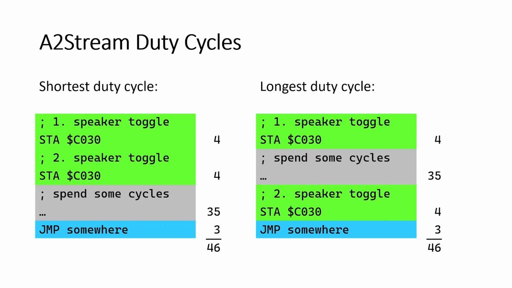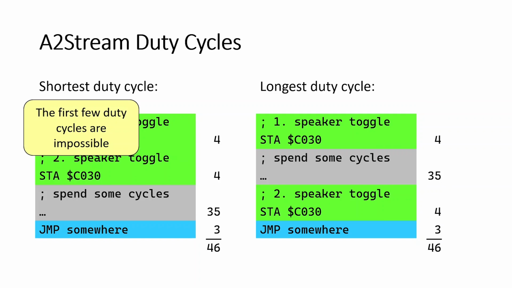Then we spend some cycles, and then we do the second speaker toggle, meaning to turn it off if you want to put it that way. And then right afterwards we jump somewhere. You see, again, 46 duty cycles.